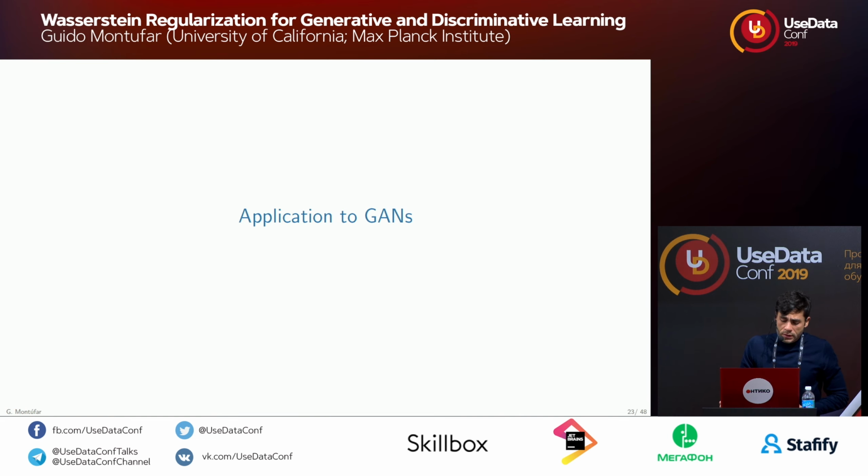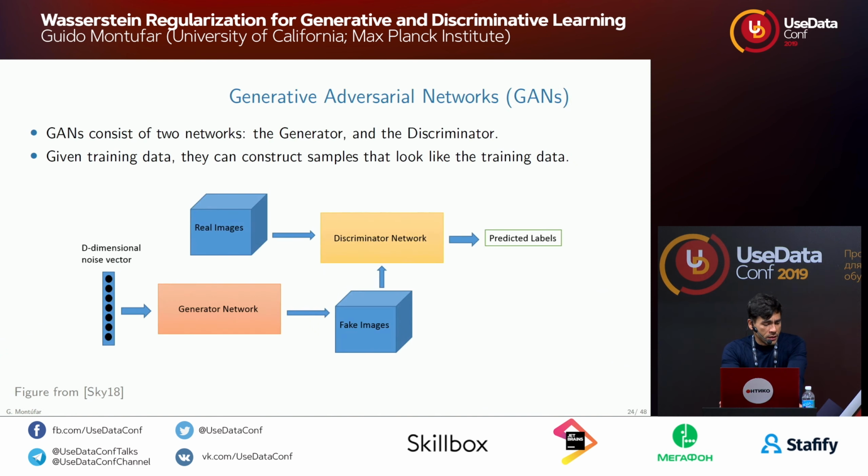Application to GANs. Maybe many of you are familiar with GANs. These are generative adversarial networks, and what they do is, given some training data, they can construct samples that look similar to that data. So they consist of two networks, one network that generates some fake data, and another network that tries to discriminate the fake data from the real data. And so they try to compete against each other.